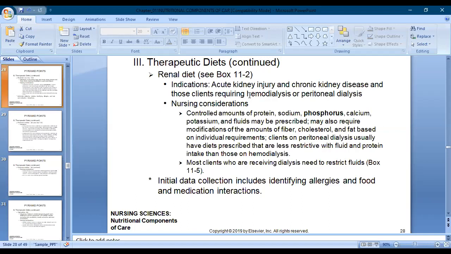Hemodialysis, we use a device outside. Peritoneal dialysis, we use some saline solution and connect it to the peritoneal cavity in the abdomen. But both cases help to eliminate the waste product from the body. So renal diet, you know, low protein, low sodium is the food for a renal patient, right? So a renal diet must contain low sodium, low protein.